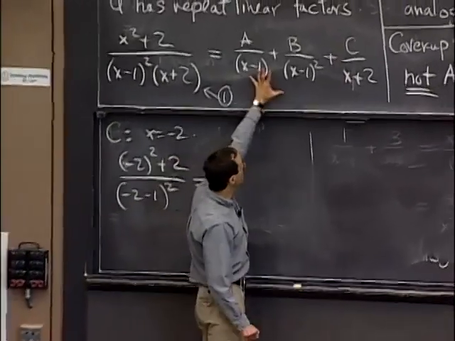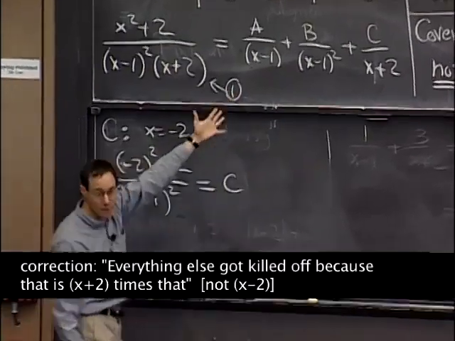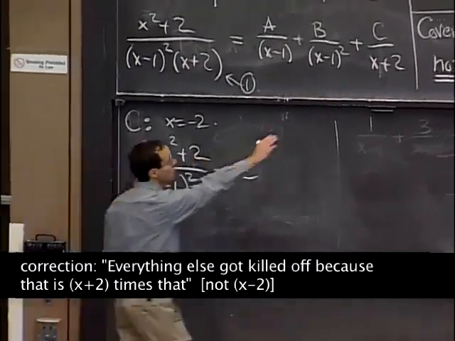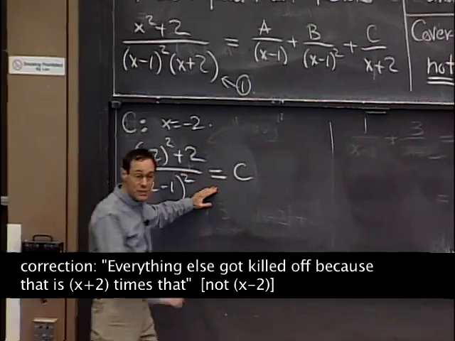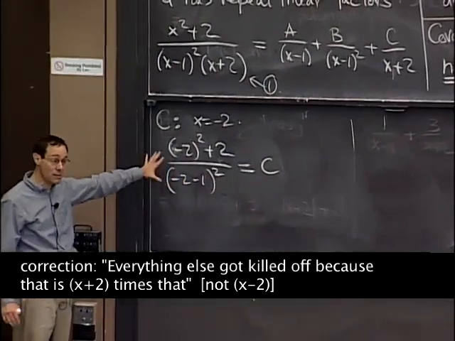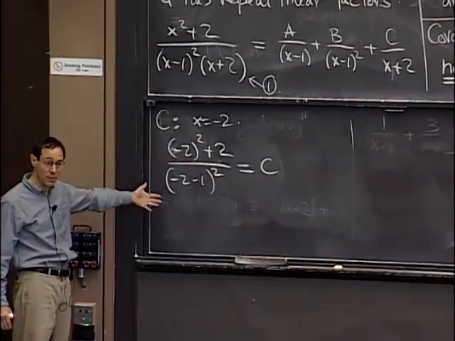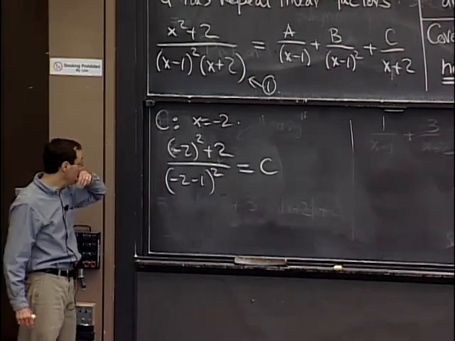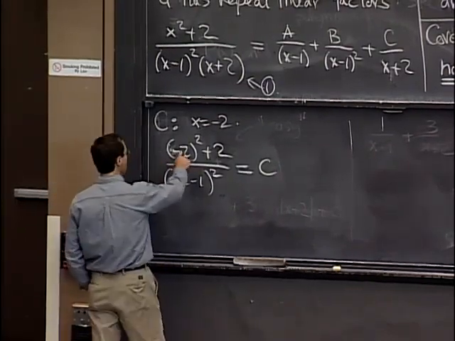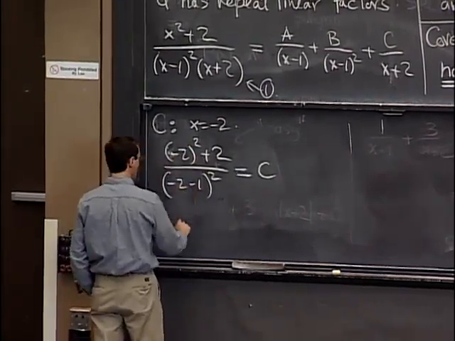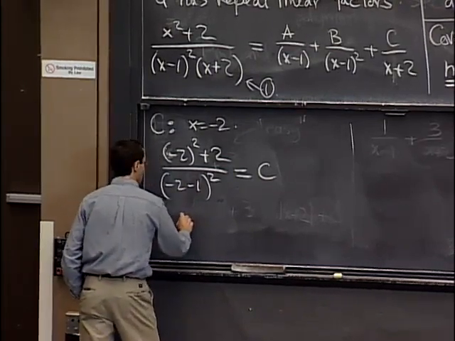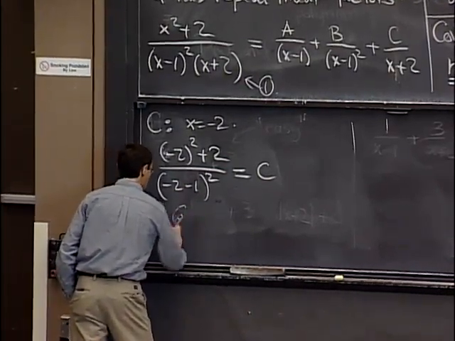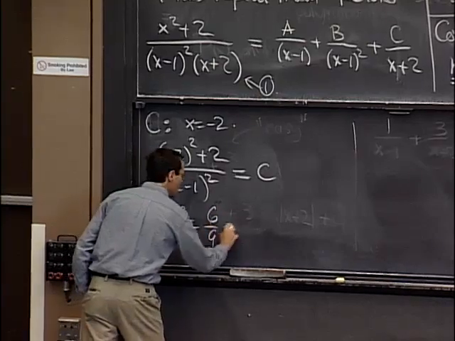Everything else got killed off because it was x minus 2 times that. That's 0 times all that other stuff. And the x minus 2 over here canceled. Now, this is the shortcut that I just described, and this is much faster than doing all that arithmetic and algebra. So altogether, this is 6 over 9, right? So c is equal to 6 over 9, which is 2/3.